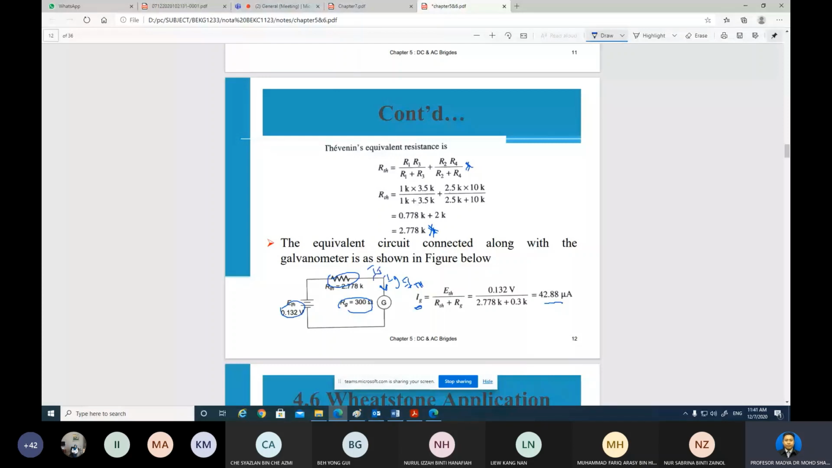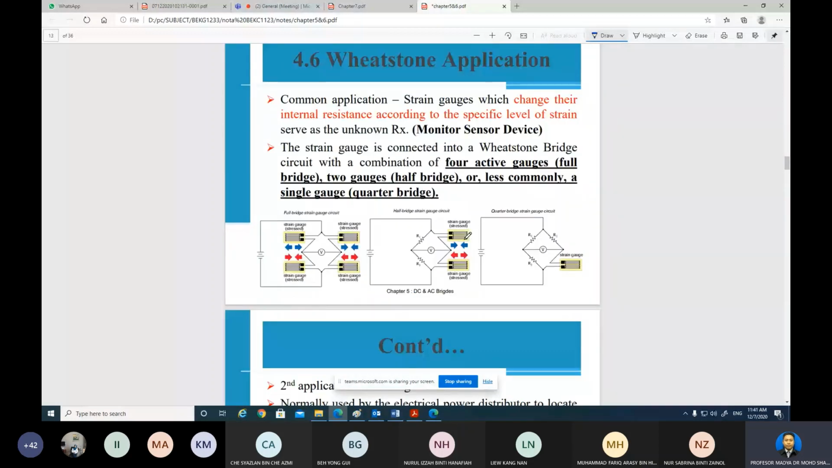So this is some example where they use the Wheatstone bridge. So this is some application using the Wheatstone bridge. For example, we have two applications using the Wheatstone bridge. First is the strain gauge, which changes its internal resistance according to the specific level of strain, and serves as the unknown resistance.